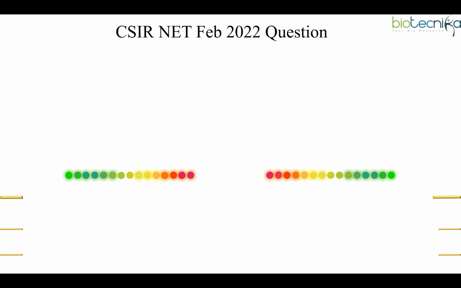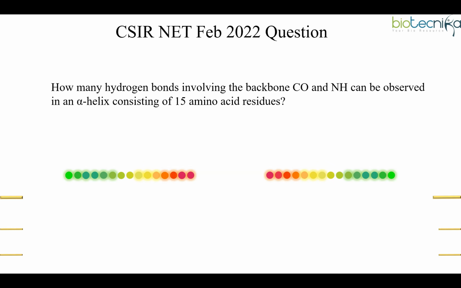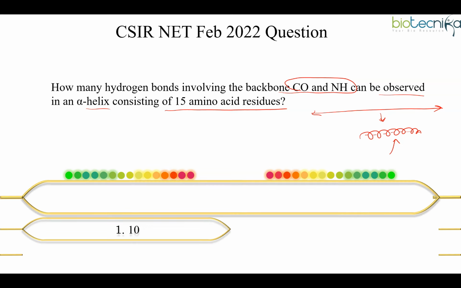This is from February 2022. This is to calculate how many hydrogen bonds will be present between the backbone CO and NH observed in an alpha helix consisting of 15 amino acid residues. Simply put, if you have a 15 amino acid long polypeptide, and if this polypeptide takes an alpha helix conformation, then how many hydrogen bonds will be required to stabilize the structure? That means you have to know about the hydrogen bonding pattern.